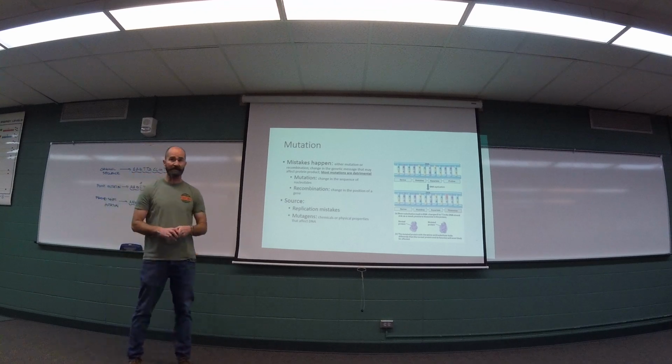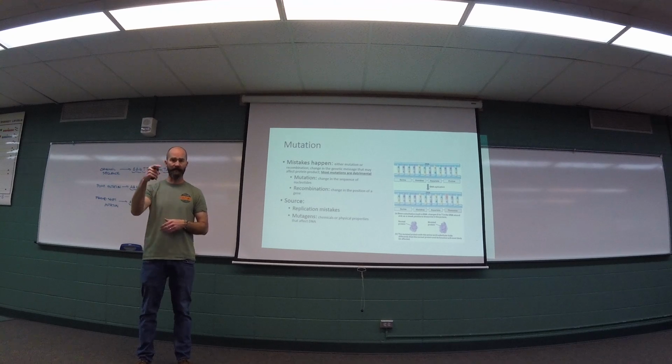So there are a variety of sources of mutations. Firstly, there are replication mistakes, like we were just talking about. When we're replicating our DNA during the S phase of the cell cycle in interphase, sometimes DNA polymerase III or polymerase I might make a mistake and attach the wrong DNA nucleotide.